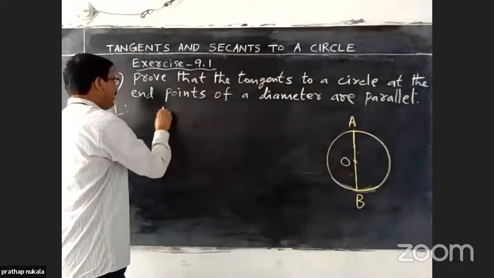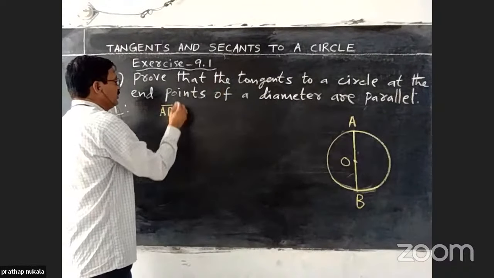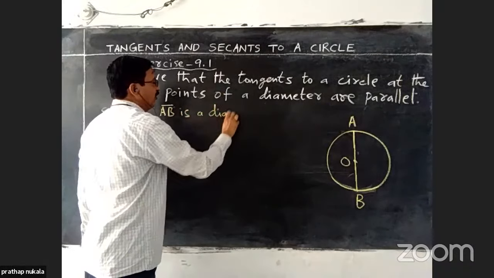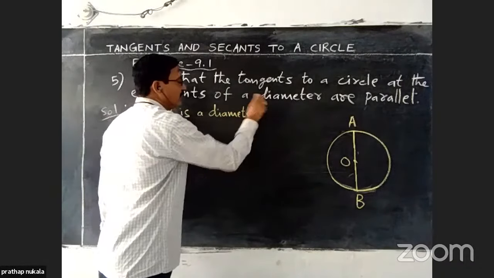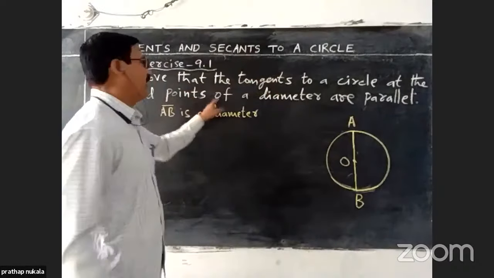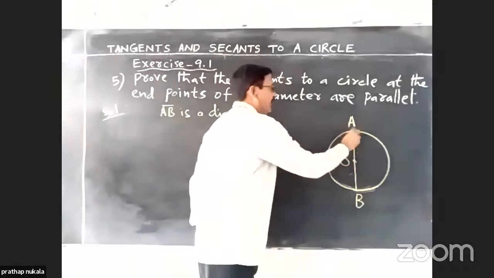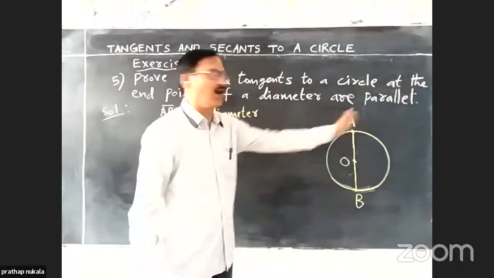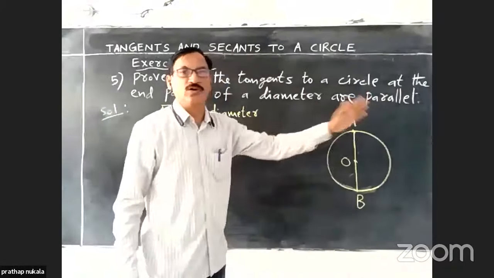Now I am writing: AB is a diameter of the circle. Now, the tangents to a circle at the end points. What are the end points here? A and B are the end points of the diameter. Now we have to draw two tangents through A and B.